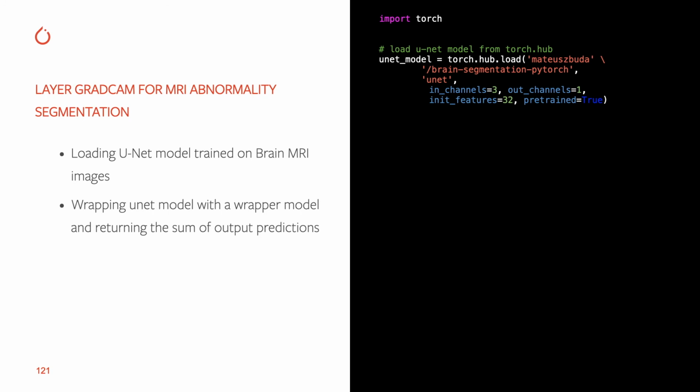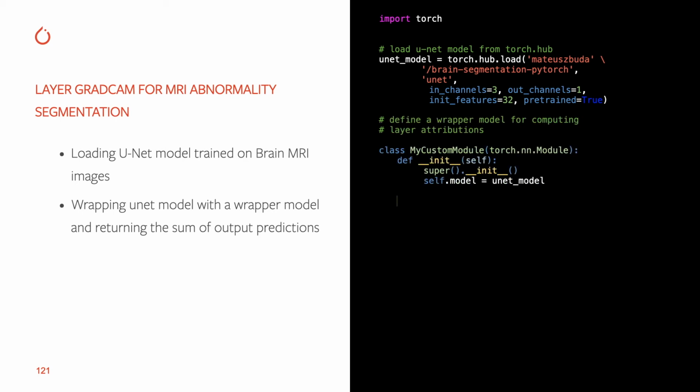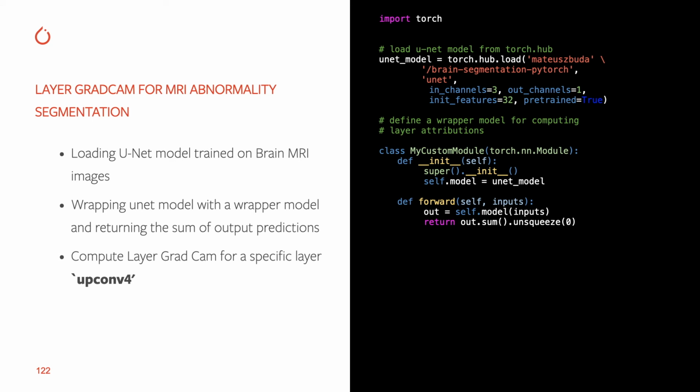Now let's try a layer attribution algorithm and see what the layers learned about the abnormality area. In order to work with layer attribution algorithms, we need to define a wrapper PyTorch model that wraps the original pre-trained UNet model, and in the forward function returns the sum of the predictions for the abnormality segment. Let's say that we want to know what our convolutional layers learn, and more specifically, we choose the upconv4 layer.